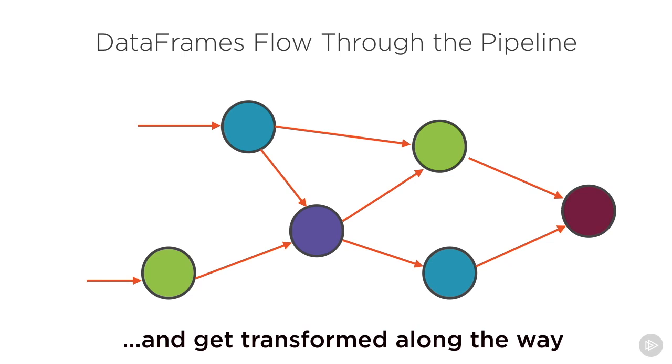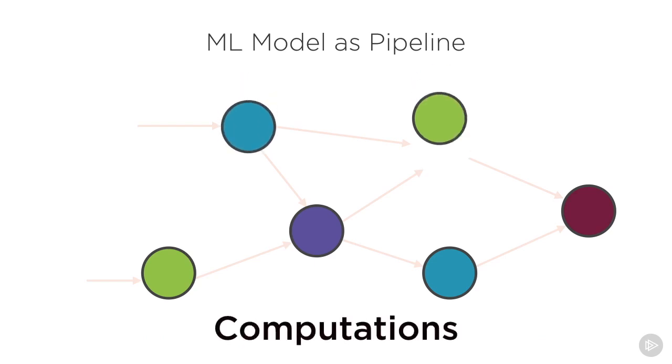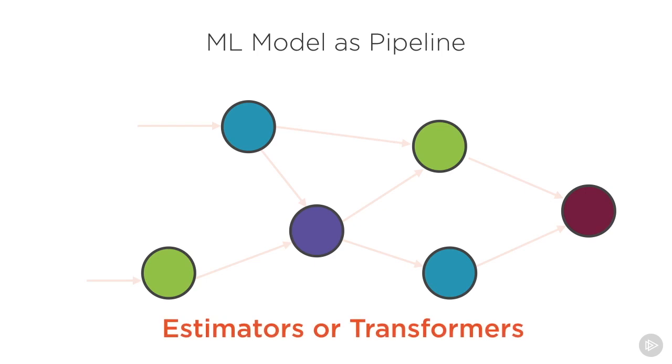Every transformation will change the data frame in a certain way, add new columns, aggregate old columns. All of these operations are performed by the computations, which are the nodes of this directed acyclic graph. These computation nodes that act on data frames in this pipeline are estimators or transformers. These are the higher level abstractions that work on data in data frames.